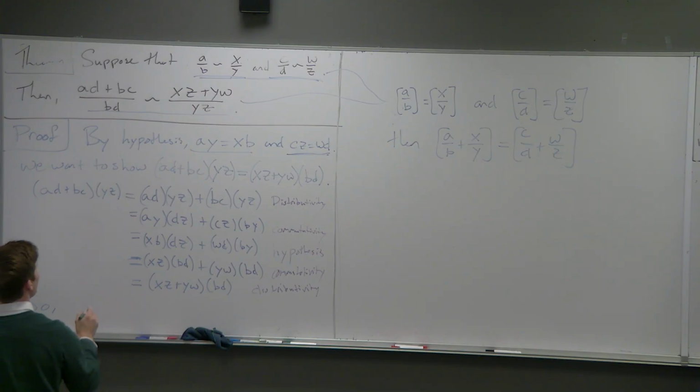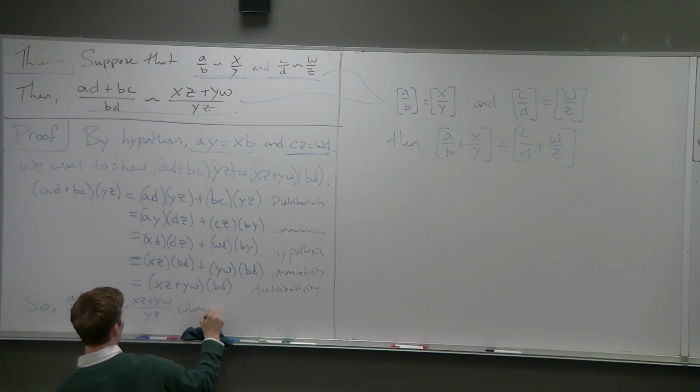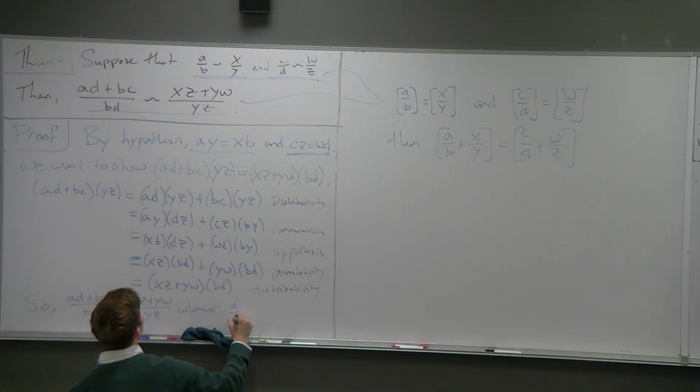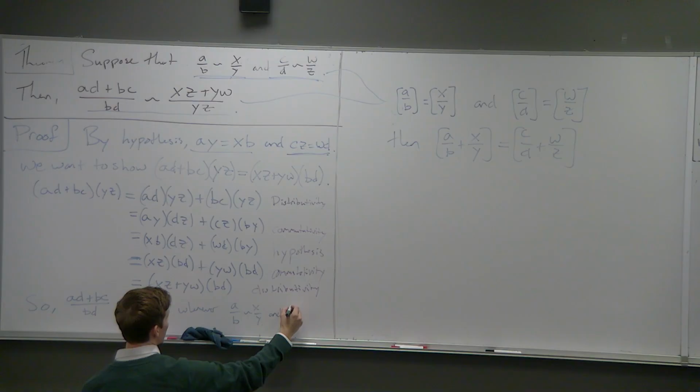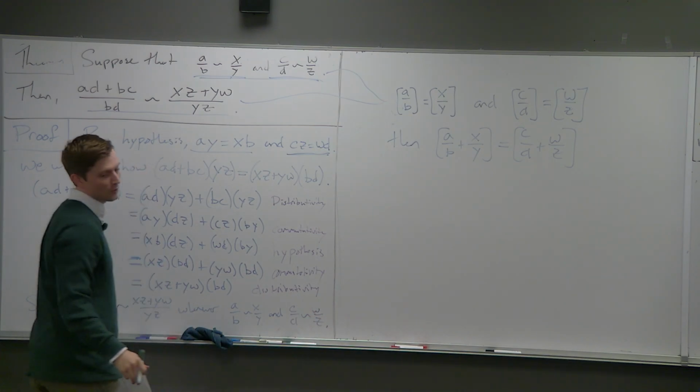So, AD plus BC over BD is similar to XZ plus YW over YZ whenever A over B is similar to X over Y and C over D is similar to W over Z. That is, we have shown our desired result.